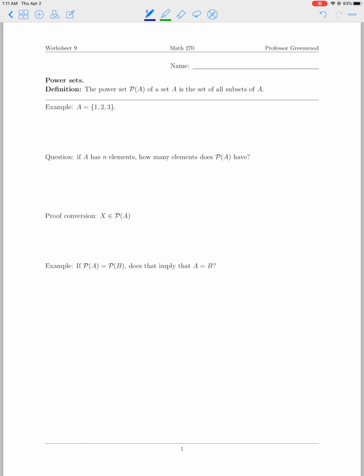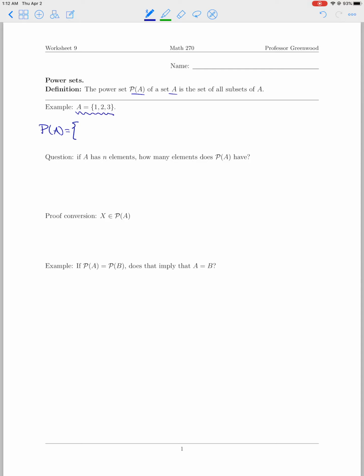A power set P of a set A is just the set of all subsets of my original set. That's certainly a mouthful, but hopefully it's clear as soon as we look at an example. If A is the set 1, 2, 3, then the power set of A is just the long laundry list of all of the subsets in this set.